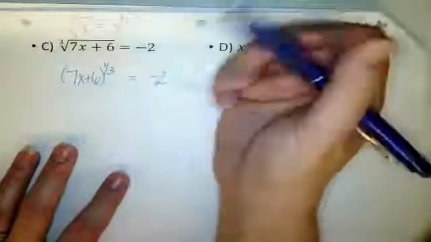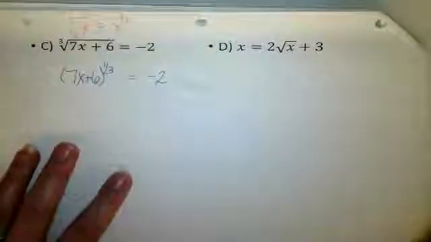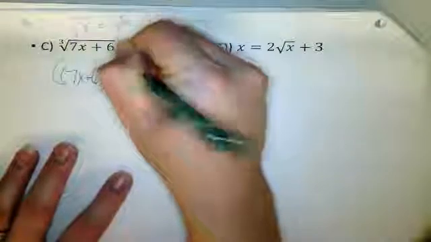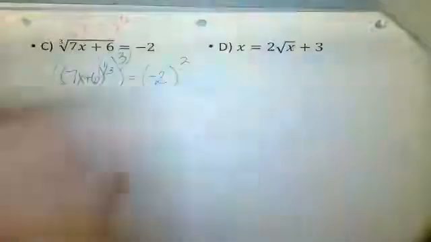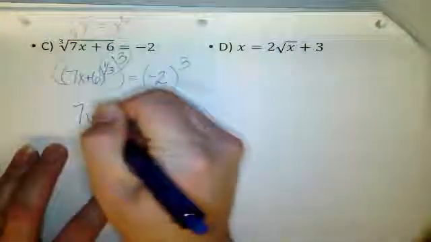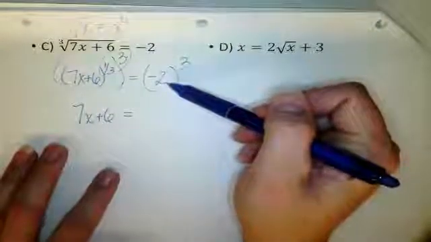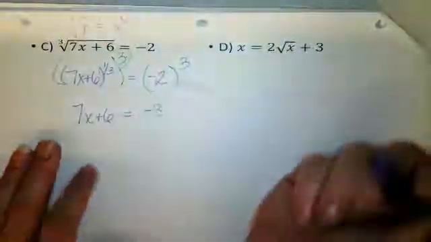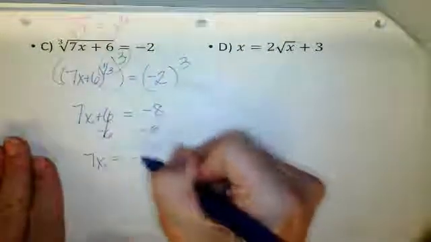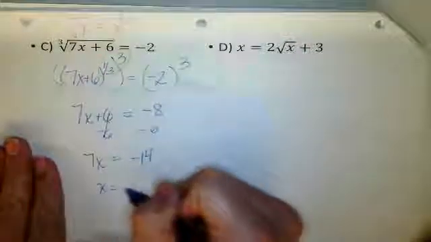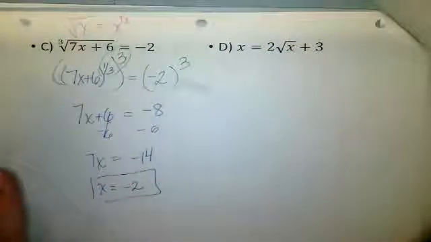So cubic, not distribute, but cubic. To get rid of the 1/3, we are going to raise it to a power of 3. So we're going to power up by 3 on both sides. 1/3 times 3 is 1. So we're left with 7x plus 6 equals negative 2 times negative 2 times negative 2, which is negative 8. And then subtract 6. So 7x equals negative 14, and then x equals negative 2. And then we are going to check our answer.